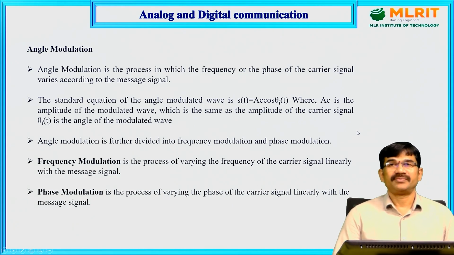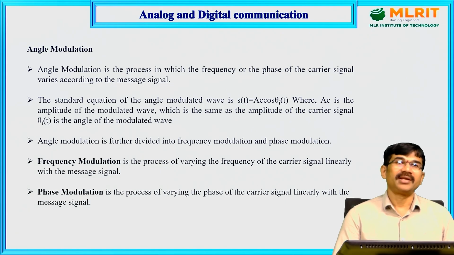In the previous lesson we covered amplitude modulation, DSBSC modulation and SSBSC modulation, and related problems also we have solved. So today, the angle modulation. What do you mean by angle modulation? Angle modulation is the process in which the frequency or phase of the carrier signal is varied according to the message signal. That is known as angle modulation.